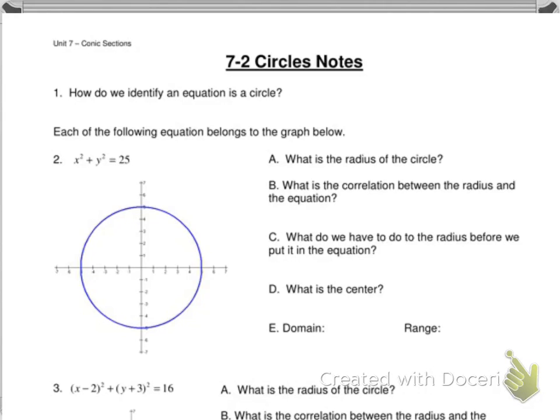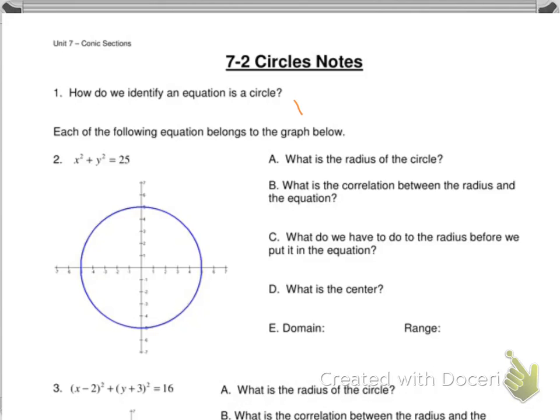Okay guys, today we're going to look at circles and the equation of a circle and how we can move a circle left and right and up and down and that sort of thing. So hopefully yesterday you made some connections from the general form and what conic section it is. So how do we know if an equation is a circle?